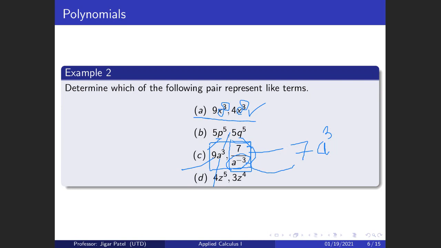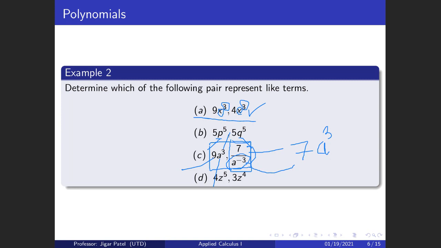Now you ask those two questions. Is the variable the same in both terms? The variable is a in both terms, so the first feature is matching. Is the exponent the same in both terms? Here the exponent is 3, and here the exponent is 3 as well. They represent like terms. Understand that for like terms, we just want the variables to be the same and the exponents to be the same. How about the last one?